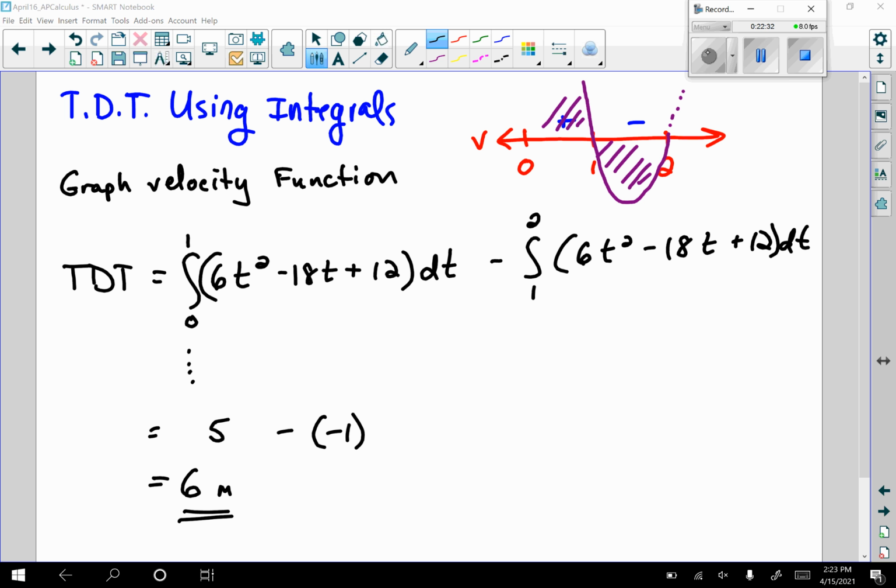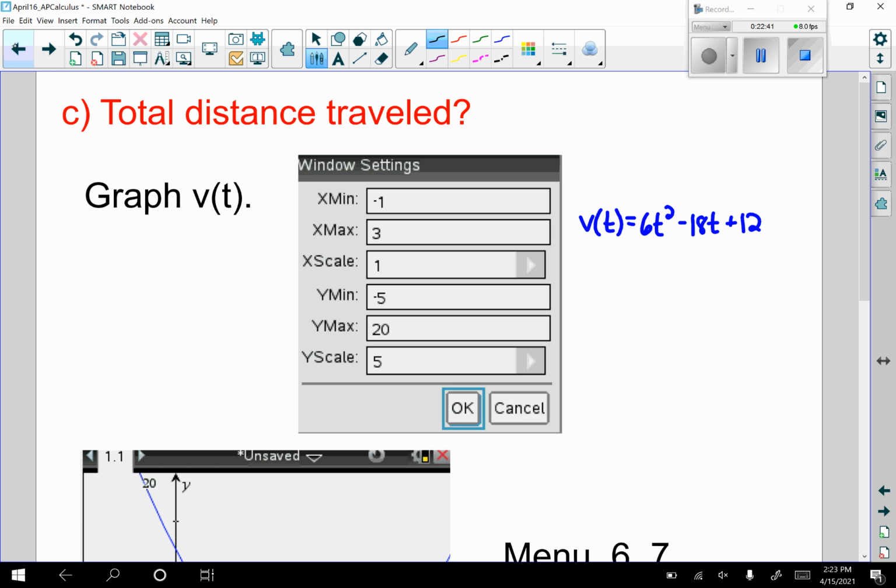Now how we would get the 4 is if we went straight from 0 to 2, it would be saying 5 plus a -1, and that's giving us the 4. So let's go back to the graph. So I want you to go ahead on your calculator, graph y equals 6, make it an x though, 6x squared minus 18x plus 12. I'll erase that there, let's make it an x.